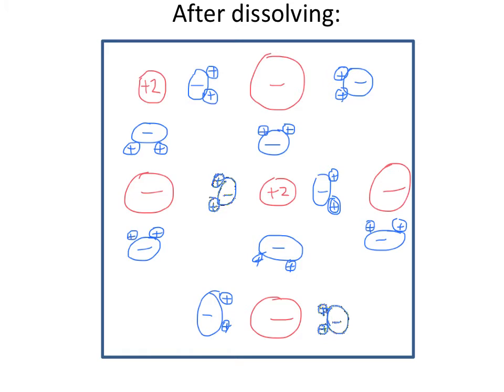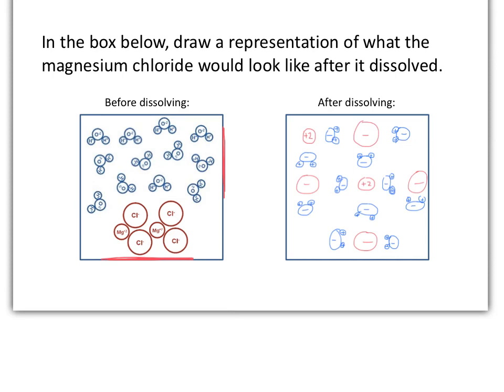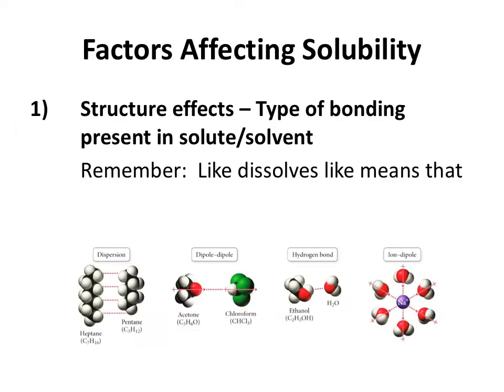Okay, so we're going to end up with something kind of like that. So that's what it should look like after it has dissolved. So factors affecting solubility, this is why something may or may not dissolve. We are going to consider 3 things.